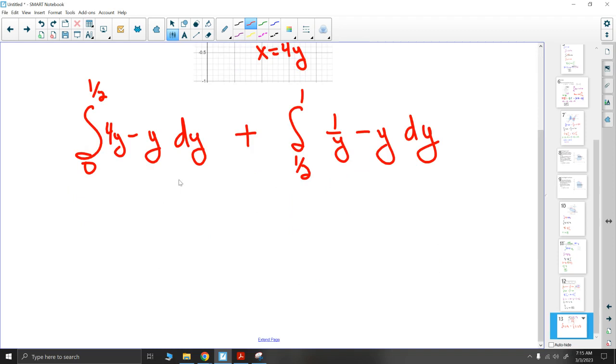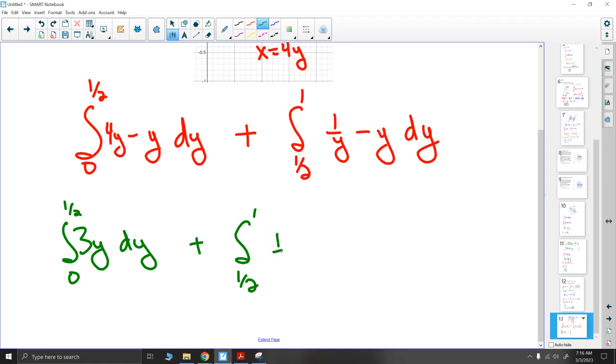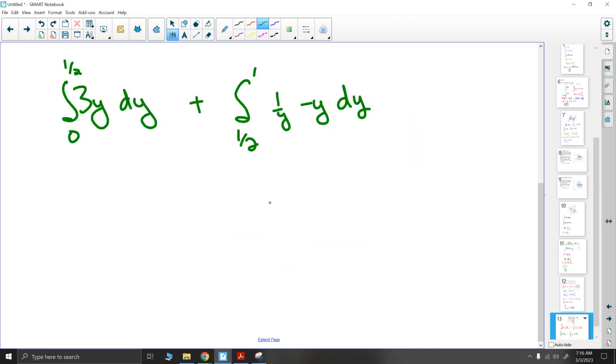Okay, so let's go ahead and try this out. So this is 4y minus y. That's going to be a 3y that we're integrating from 0 to 1/2 dy. Plus, we could certainly combine this one if we wanted, but then that would turn it into a rational, so it's actually better in this form. So it's the integral from 1/2 to 1 of our 1 over y minus y dy. Again, because it's 1 over y, that's natural log, so we're okay there.